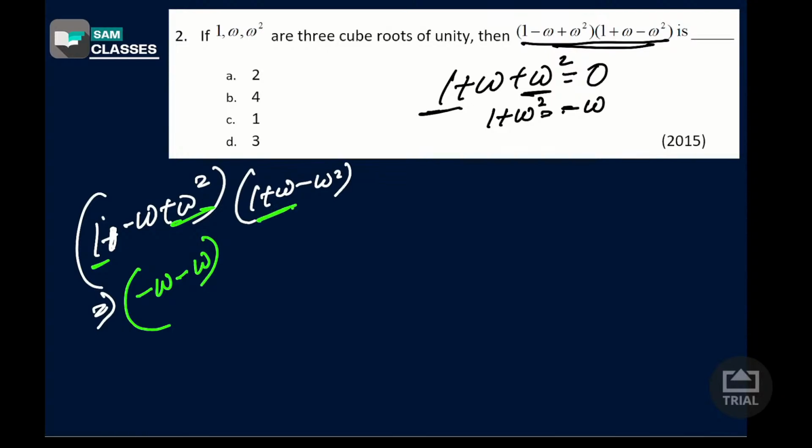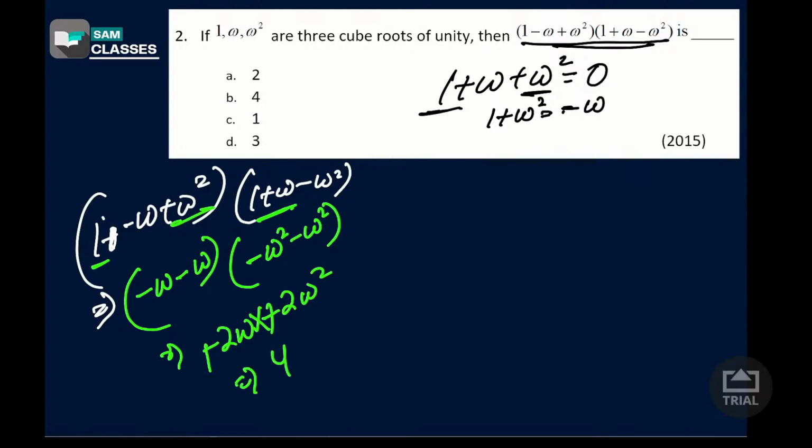Now 1 plus omega is what? Minus omega square. So minus omega square minus omega square. So what I got? Minus 2 omega into minus 2 omega square. Minus minus cancels, 4 omega cube. So the answer is 4. Clear everyone?